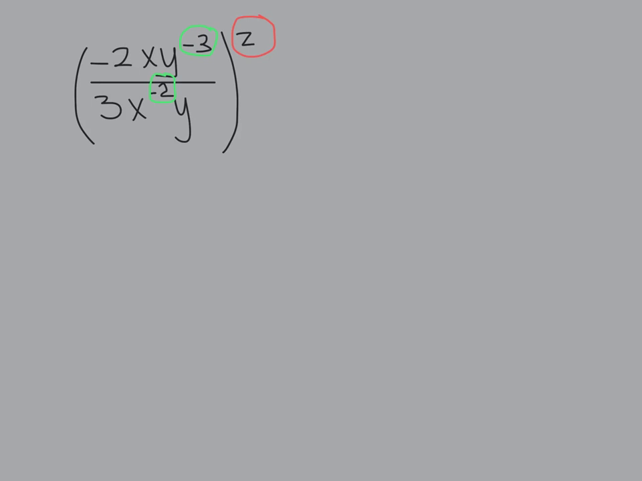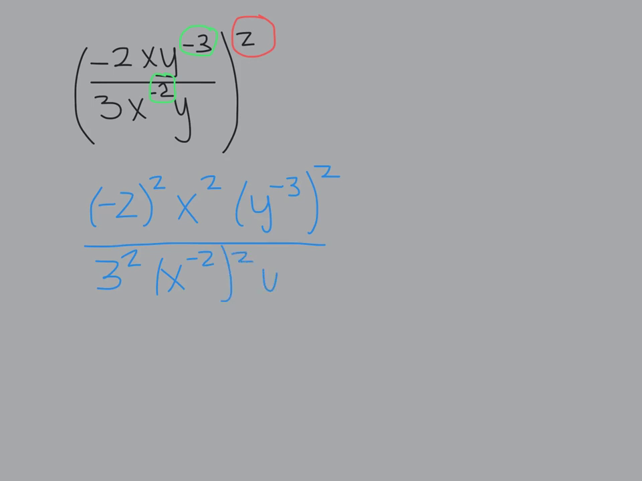Okay, so knowing all that, let's first of all apply that exponent of 2 to all of the bases inside of the parentheses. So we're going to apply that to the negative 2. So we get negative 2 squared, and then we get x squared, and y to the negative 3 squared. That takes care of the numerator, and that 2 is also going to apply as an exponent to each of the bases in the denominator. So we get 3 squared, x to the negative 2 squared, and then y squared.